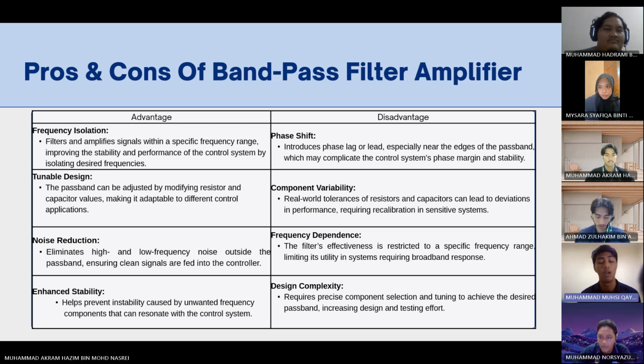system. So, from the advantages, it provides significant benefits, including frequency isolation, tunable design, noise reduction, and enhanced stability, making it a powerful tool for applications that require precise signal processing and improved system performance. So next, we go to the disadvantages.